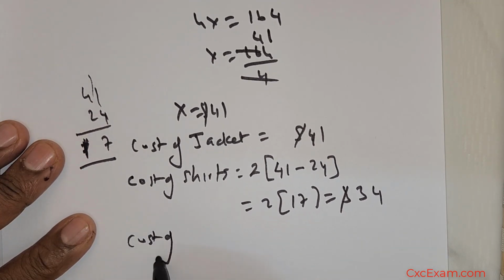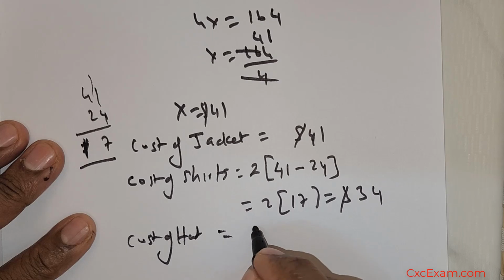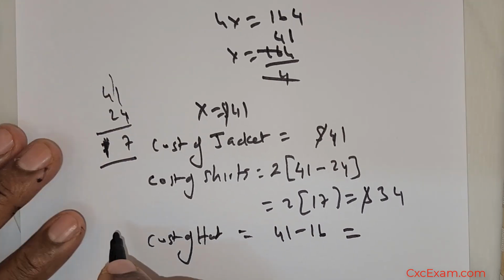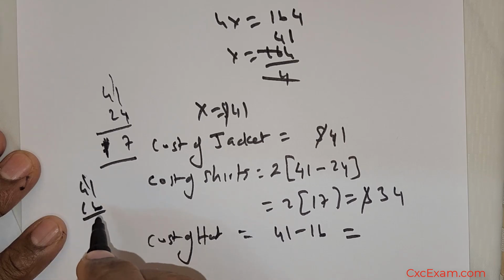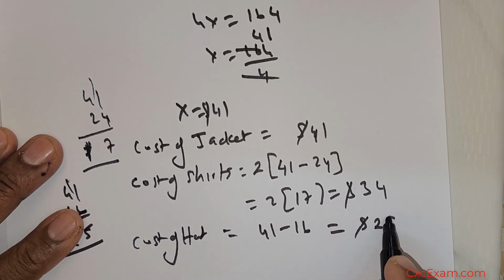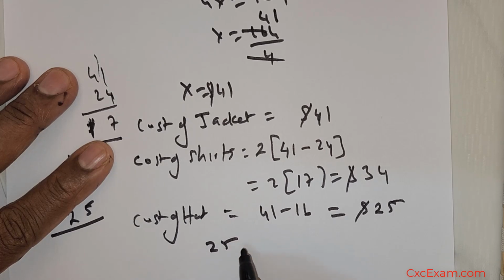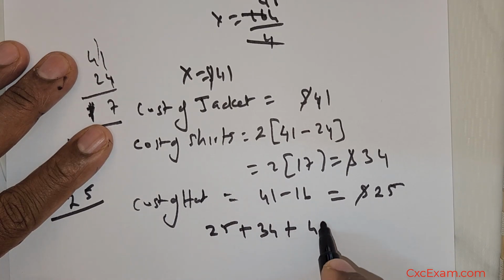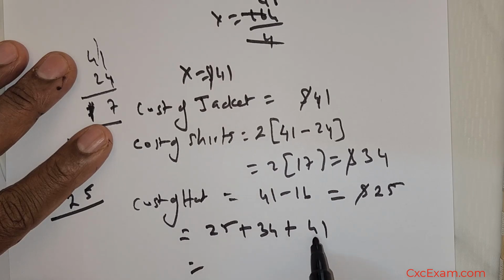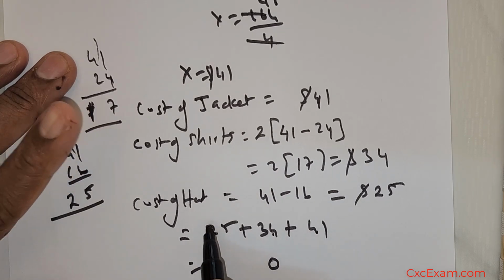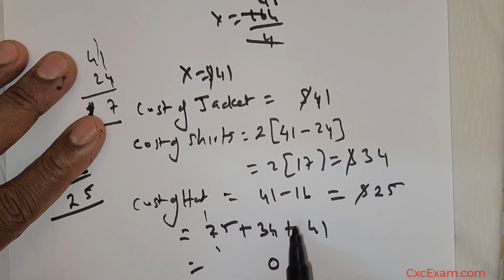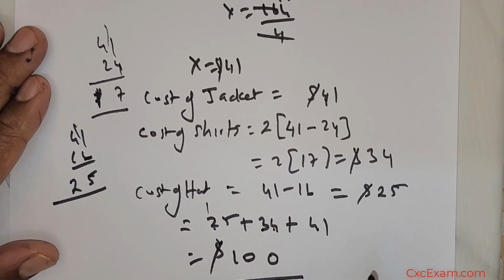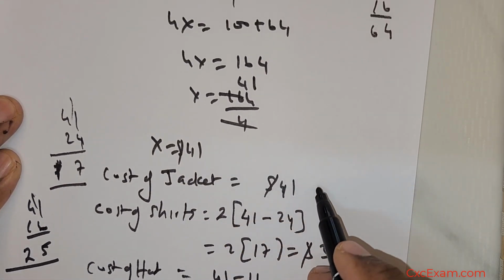And then cost of hat, that's 41 minus 16. So what is that? From 41 you take away 16, you get 25. So 25 added with 34 added with 41. So what do you get? 5 and 5, 10, carry 1. $100, right? So our solution is correct.